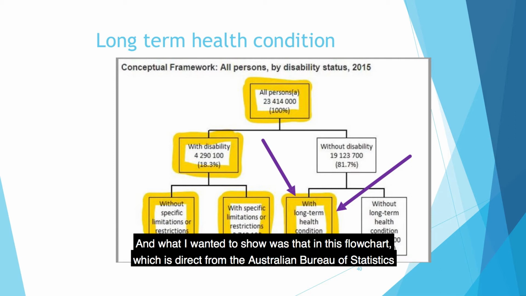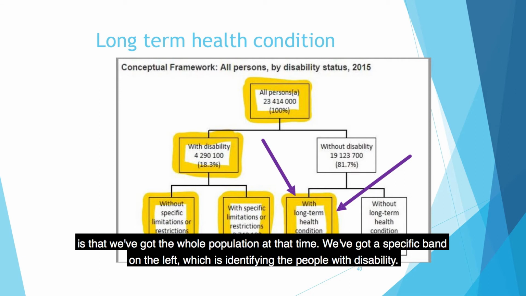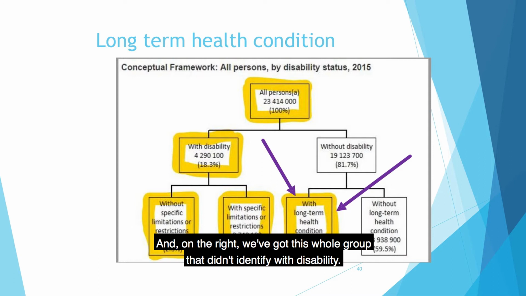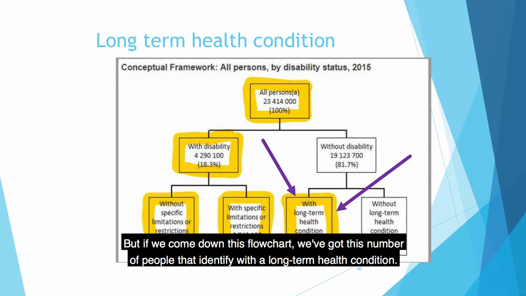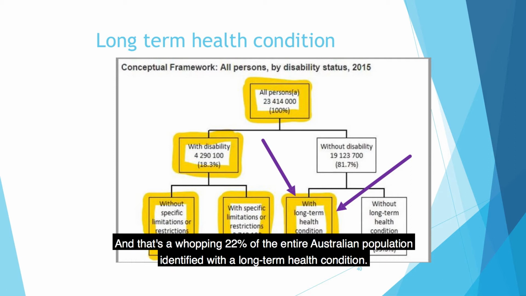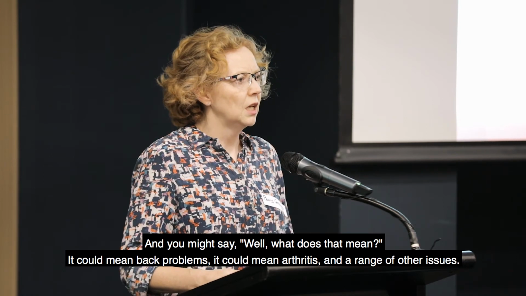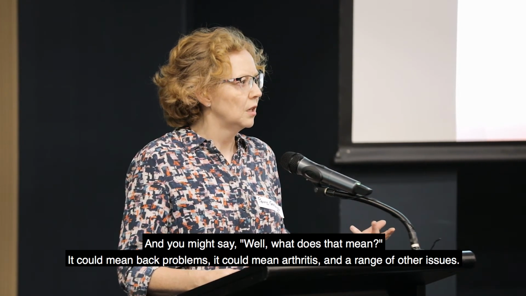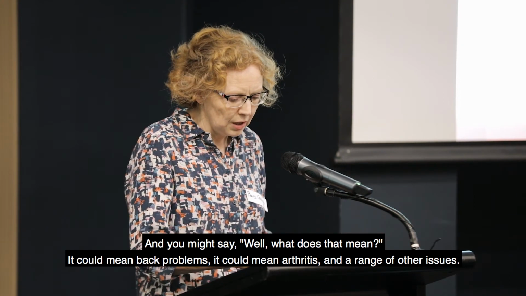What I wanted to show was that in this flowchart, which is direct from the Australian Bureau of Statistics, we've got the whole population at that time. We've got a specific band on the left, which is identifying the people with disability, and on the right, we've got this whole group that didn't identify with disability. But if we come down this flowchart, we've got this number of people that identify with a long-term health condition. And that's a whopping 22% of the entire Australian population. And you might say, well, what does that mean? It could mean back problems, it could mean arthritis, and a range of other issues.